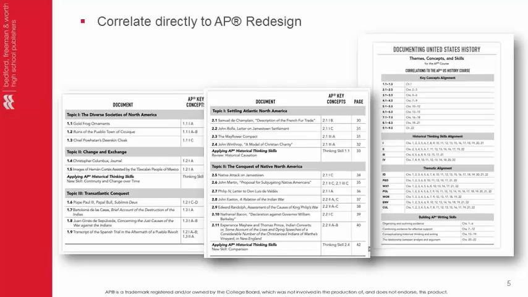For convenience, each chapter also opens with a correlation to corresponding key concepts. You can see how the authors have divided each chapter into discrete topics with a set of documents, and that each topic ends with a historical thinking skill exercise.